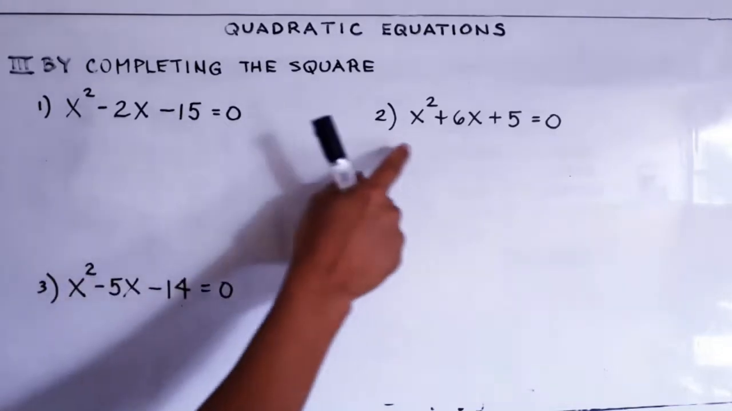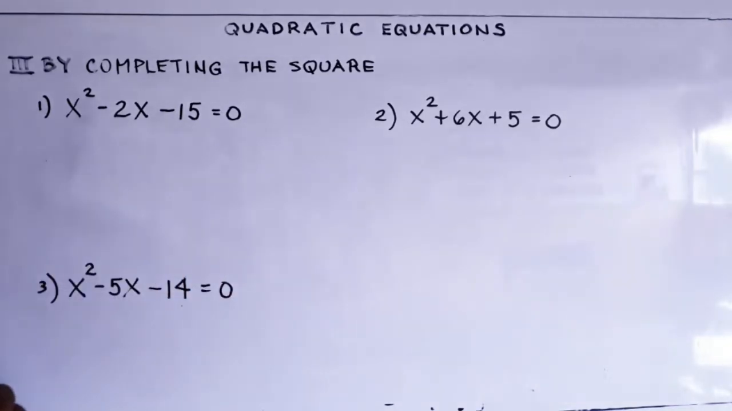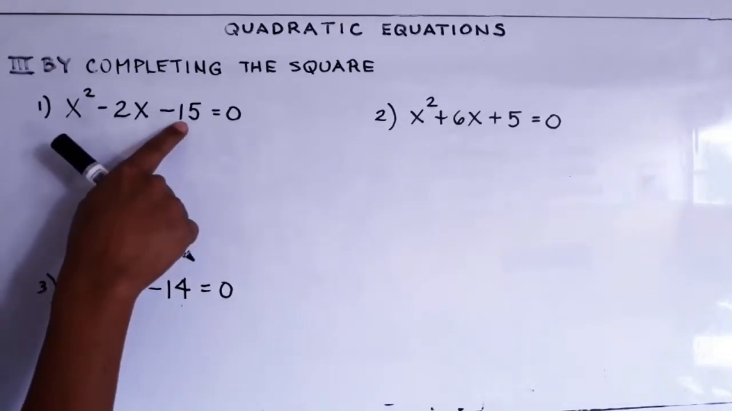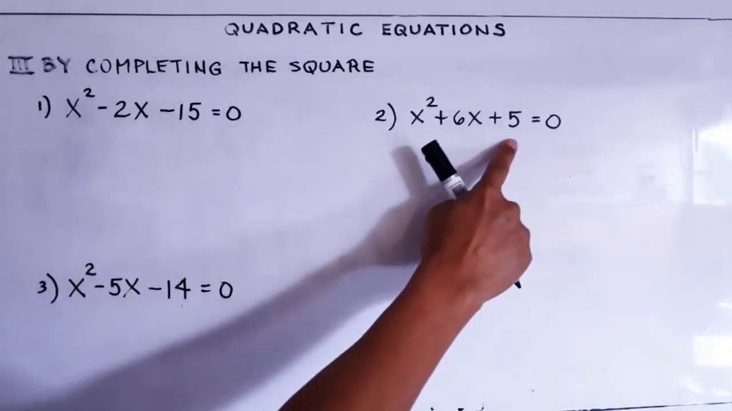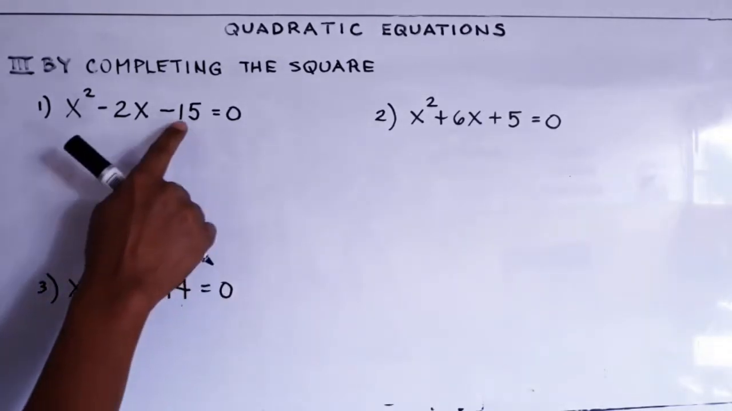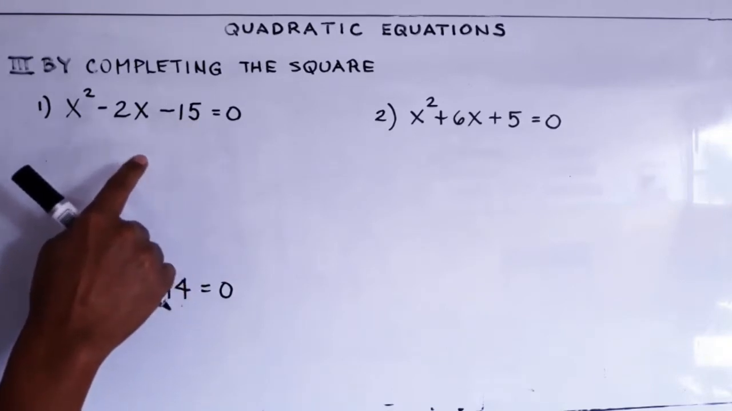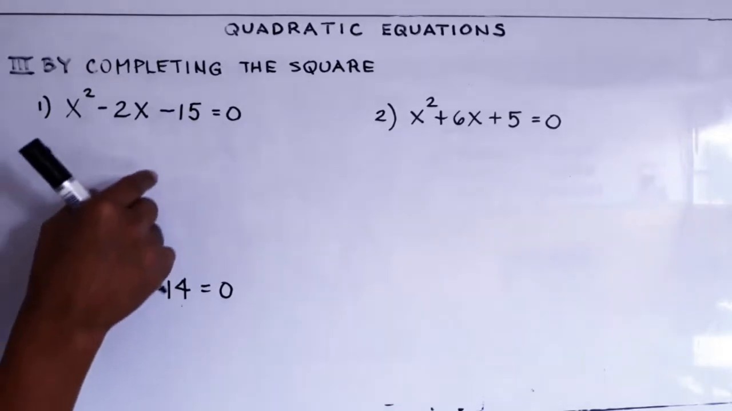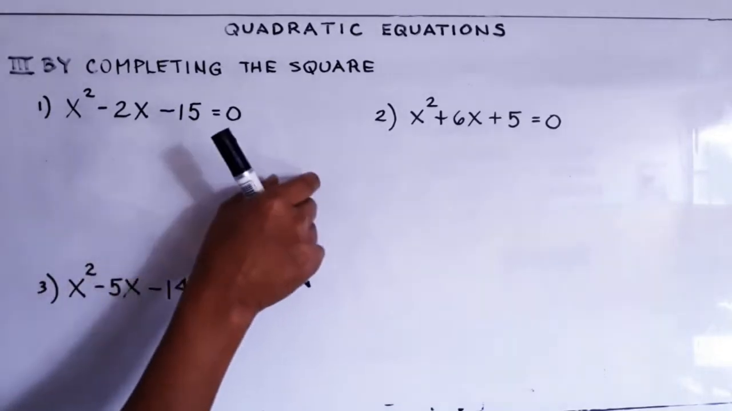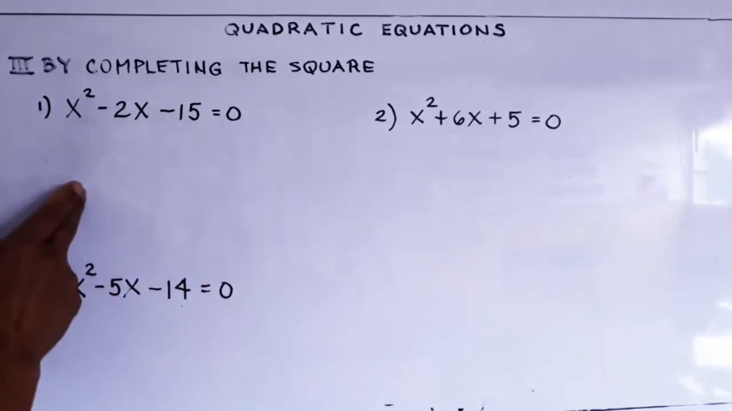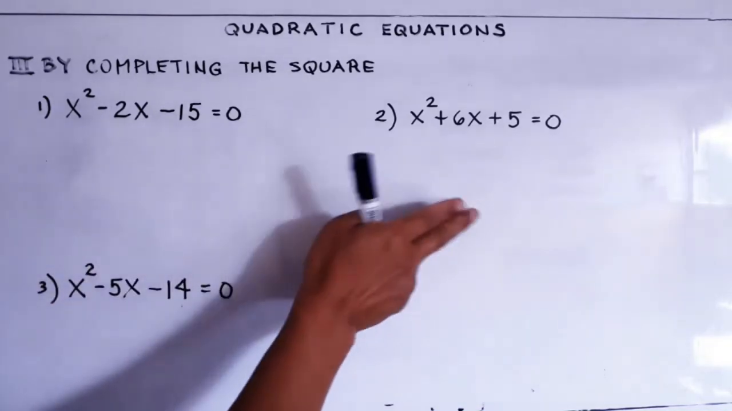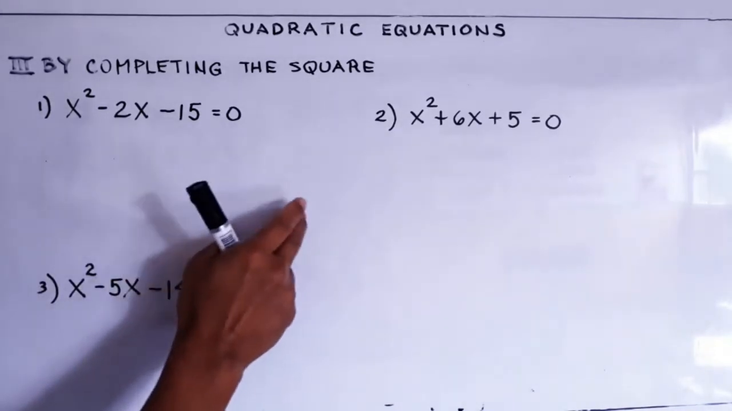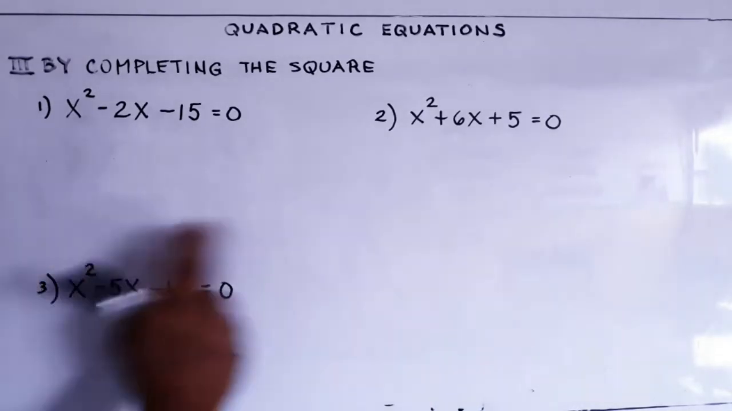So in this example here, they are not perfect square trinomials. Why? Because if you take the square root of 15, it's not exact. Square root of 5, square root of 14, they are not perfect squares. So we need to make them a perfect square trinomial. And we will use the concept of equations that whatever we add on the left, we will also add on the right side of the equation. Whatever we do here, we also do on the other side, to all the terms.